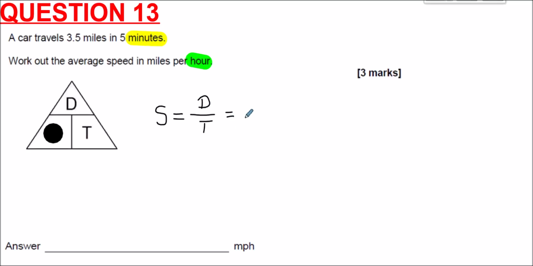But just take care in terms of the units we're putting in. Distance we've got in miles, so 3.5 miles. For time, we're going to be putting in minutes. So the units we put in dictate what units come out. So because we've put miles in and minutes for time, this answer here will be miles per minute.